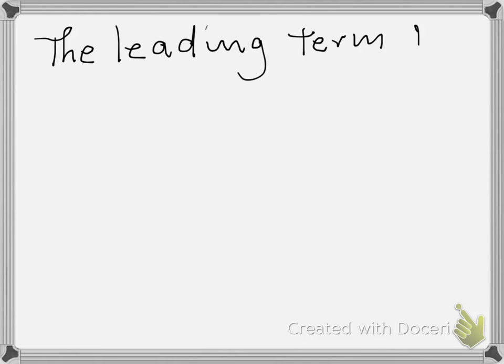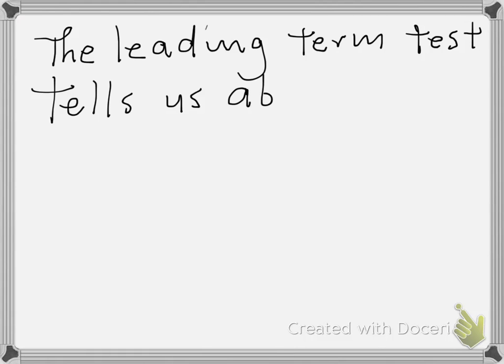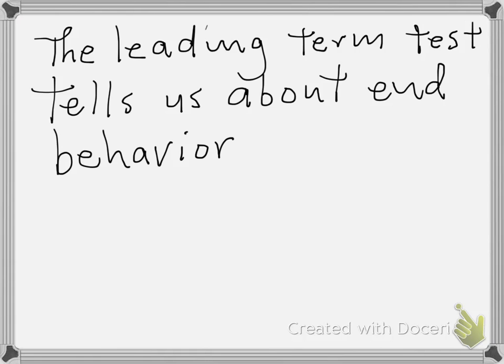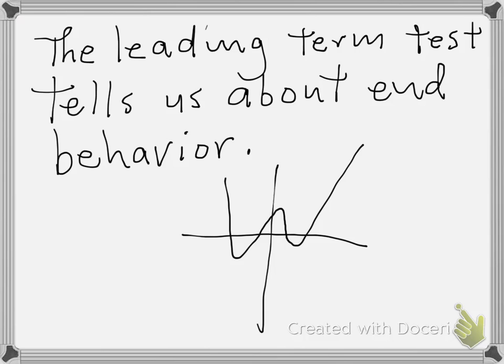Basically, what the leading term test does for us is it tells us the end behavior. So it dominates the behavior of the entire function. So even though you might have a function that does other things in the middle of this thing, we know what the end behavior is because we have a leading term test that will tell us, okay, this is our end behavior. This is an even, so we know that.